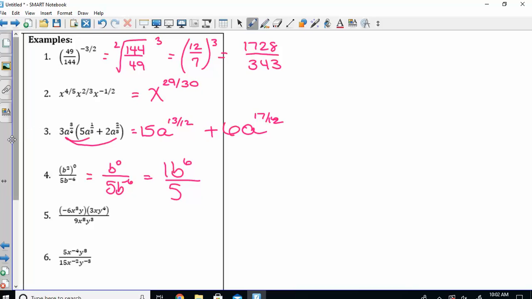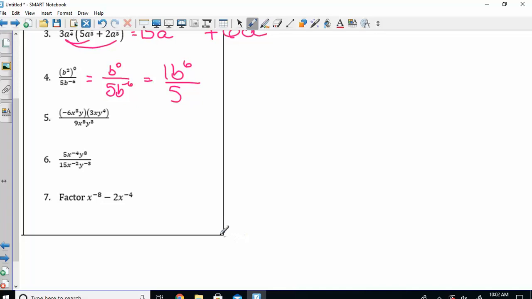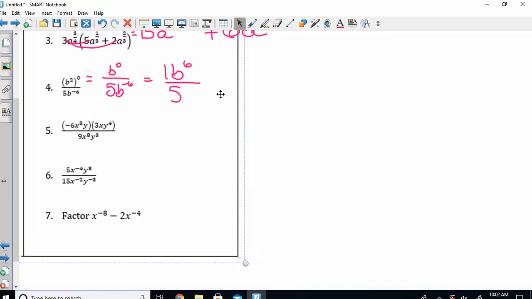Number 5. So if I start on the top, what do we need to do first? We need to multiply that stuff together somehow. So multiply the like parts. -6 times 3 is -18. X to the 3rd times x. That's like understood to be a 1. And what do we do with those exponents? Add them. So 3 plus 1 is 4. My y's. This is a y to the 1st times y to the 4th. So 1 plus 4 is 5.